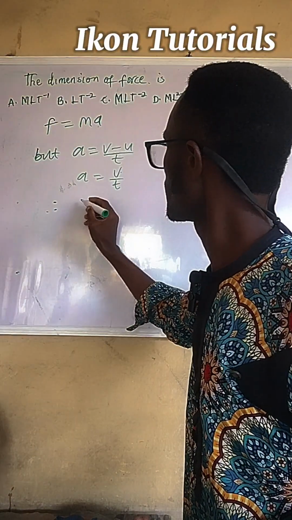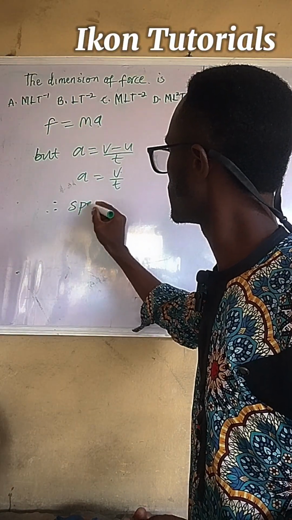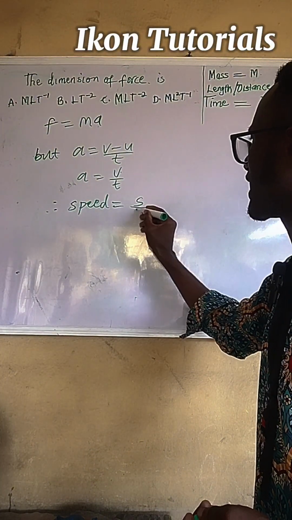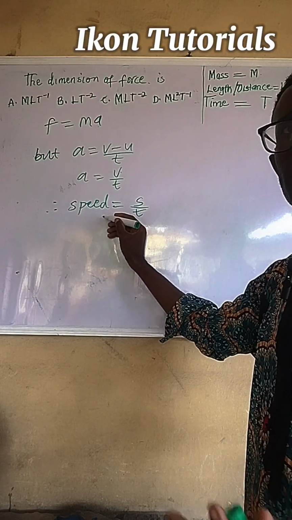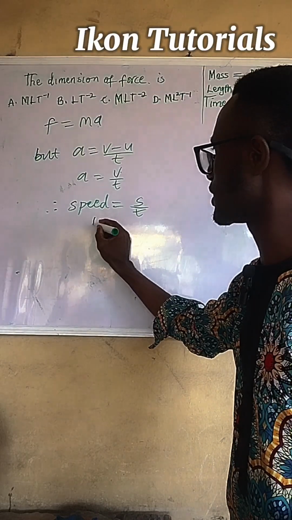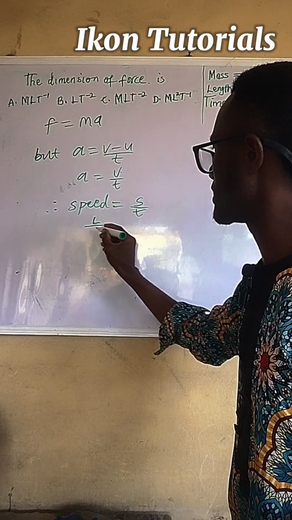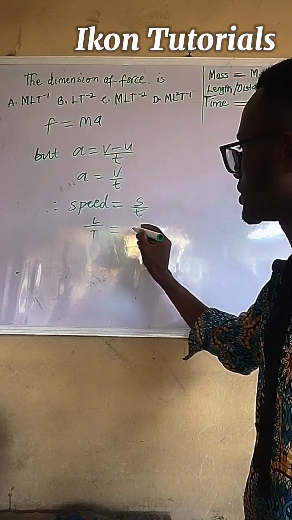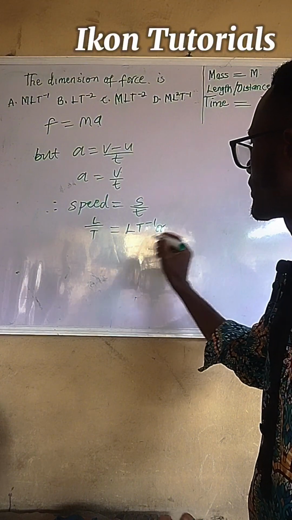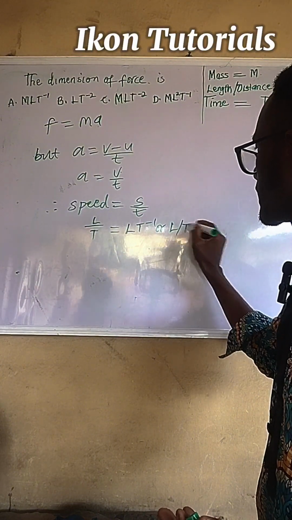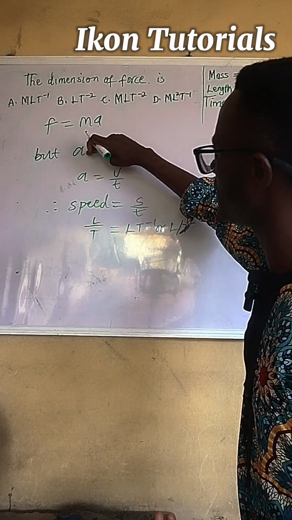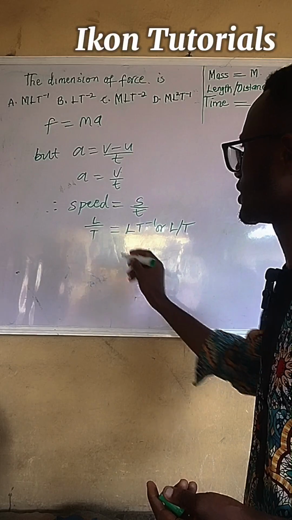Therefore, speed is equal to distance divided by time. Since it is distance divided by time, distance is represented with L. We now have L over time, which is capital T. So this will now give us L T raised to the power minus 1, or we'll write it as L T^-1. This is the dimension of speed. So I'm going to substitute the dimension of speed here to get the dimension of acceleration.